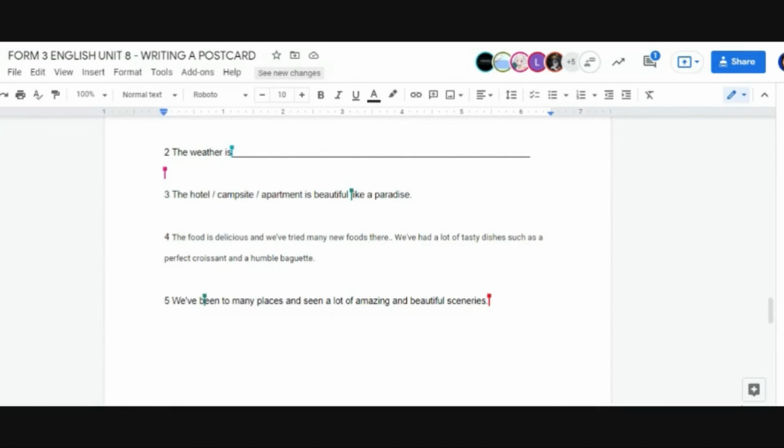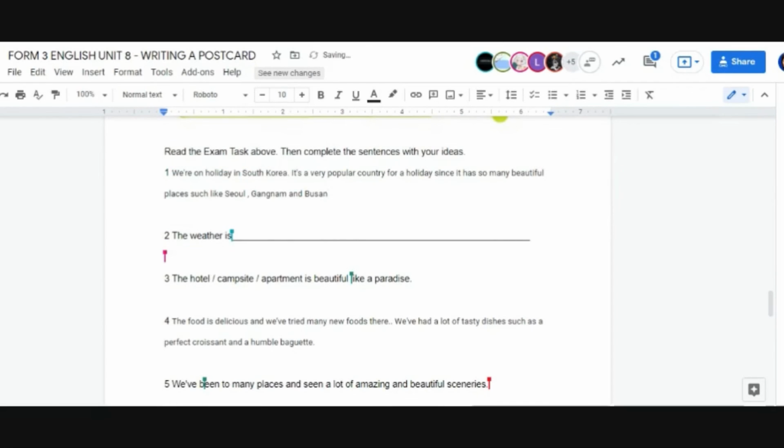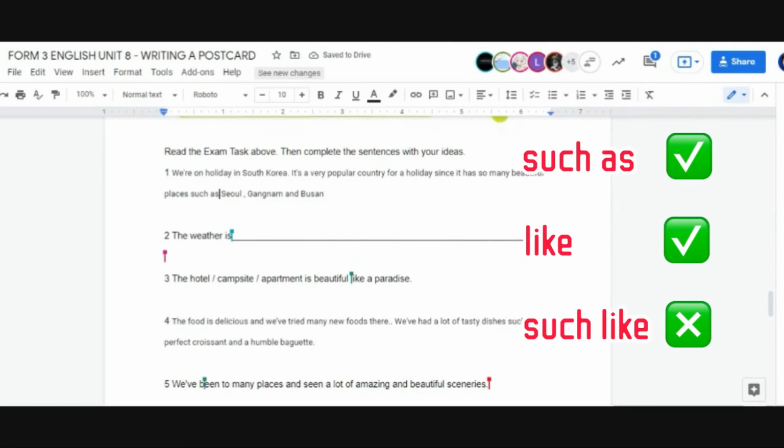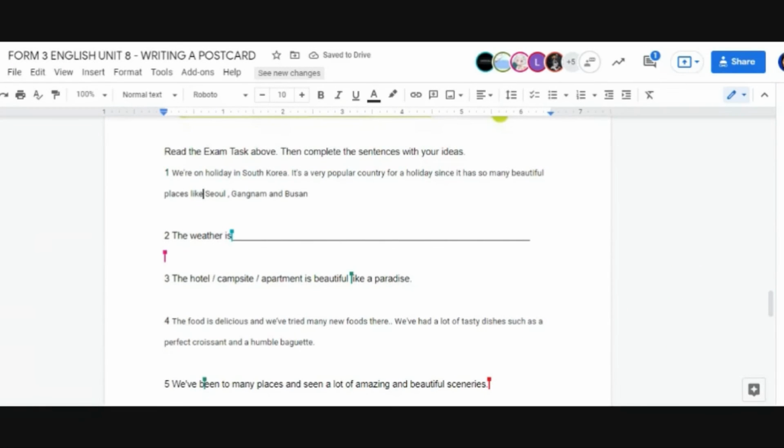Okay, good. Let's see what's Arbitrary's answer. We're on holiday in South Korea. It's a very popular country for holidays since it has so many beautiful places such as... not such like. If you use like, you either use such as or you use like. You don't use such like. Remember that. So many beautiful places like Seoul, Gangnam, and Busan. Okay, good.